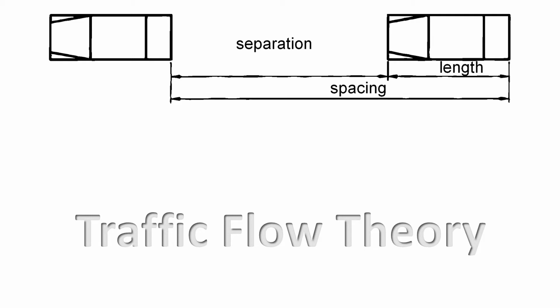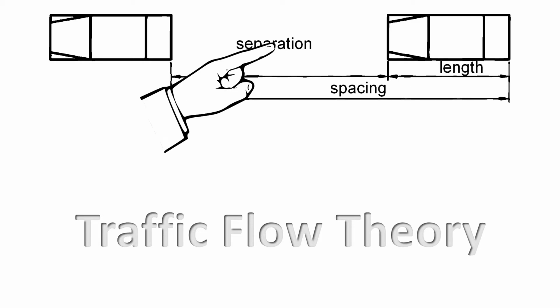It takes a motionless picture of the situation and states the following. The road space occupied by a vehicle depends on: 1. The length of the car. 2. The separation between the vehicles.